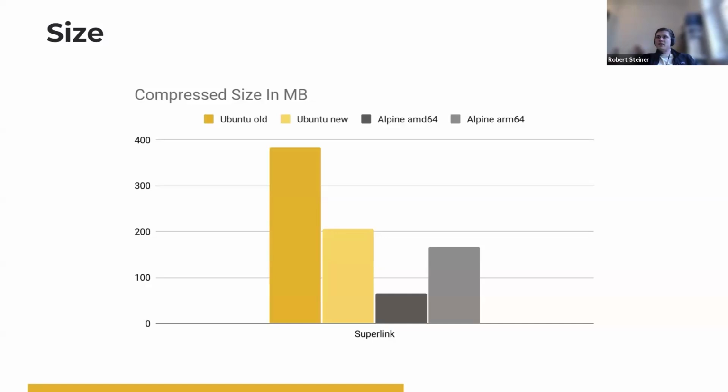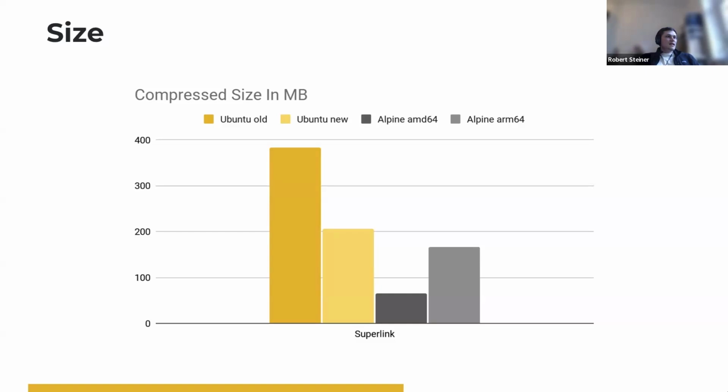The Alpine AMD64 is even better. That's only 64. And the Alpine ARM64 is unfortunately a bit bigger because the binary for the gRPC library is a lot larger. And it's also noticeably slower to build because grpcio doesn't provide pre-built binaries for Alpine ARM64, so we have to compile it from source.